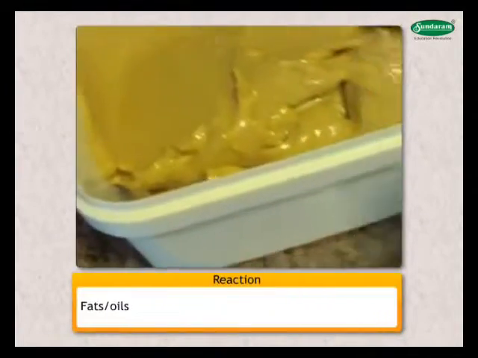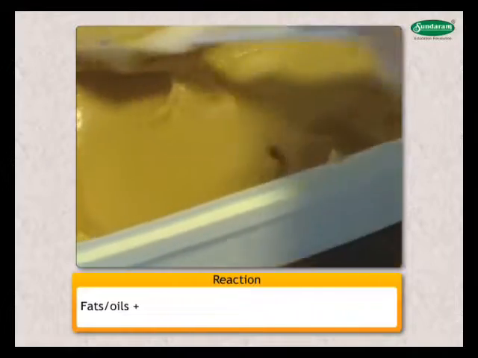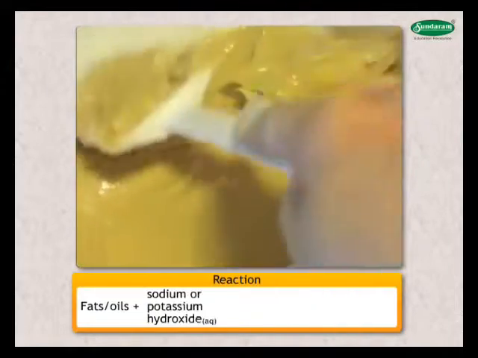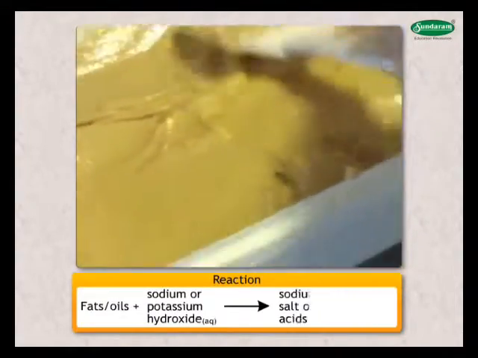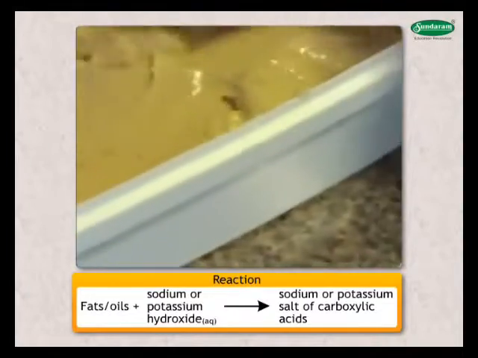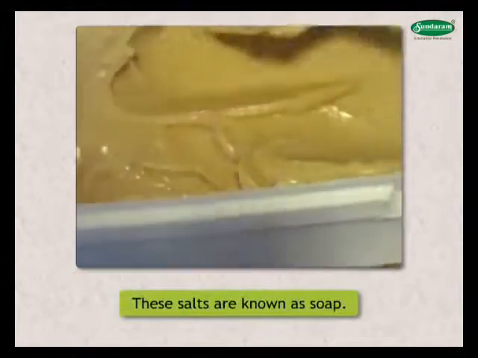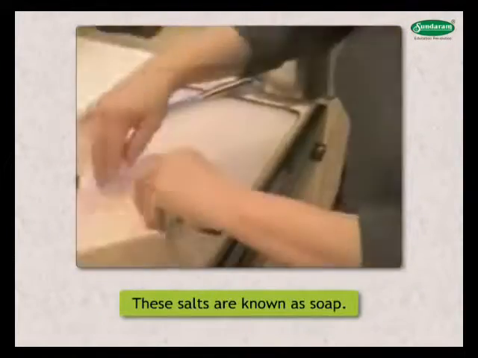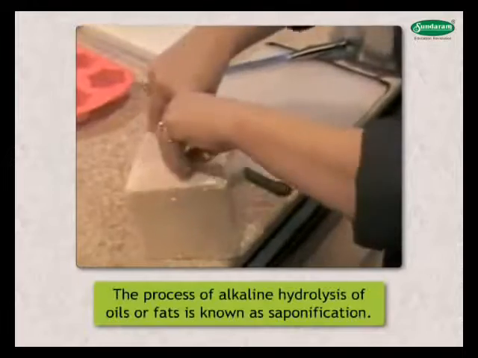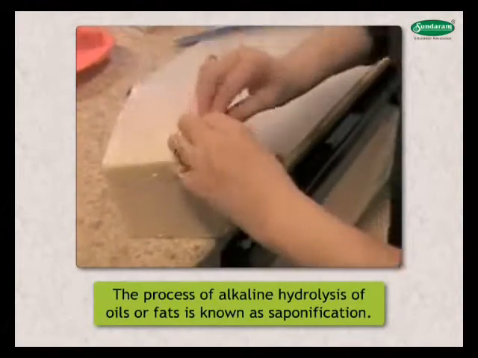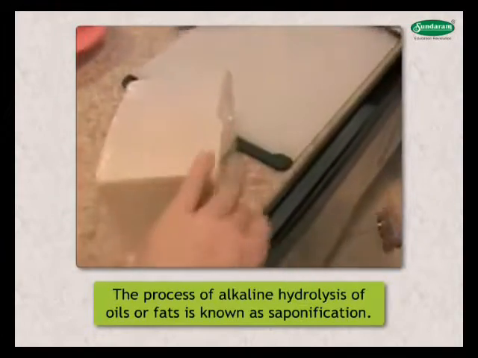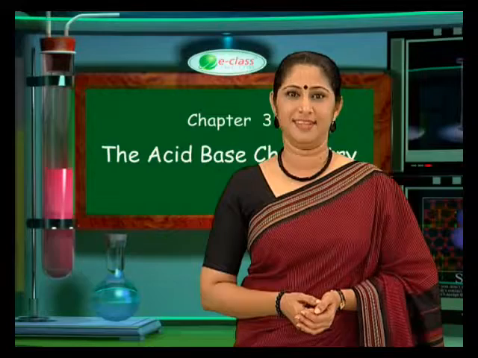Soap as salt. When oils or fats are boiled with an aqueous solution of sodium or potassium hydroxide, then the sodium or potassium salt of carboxylic acids is obtained. These salts are known as soap. The process of alkaline hydrolysis of oils or fats is known as saponification.